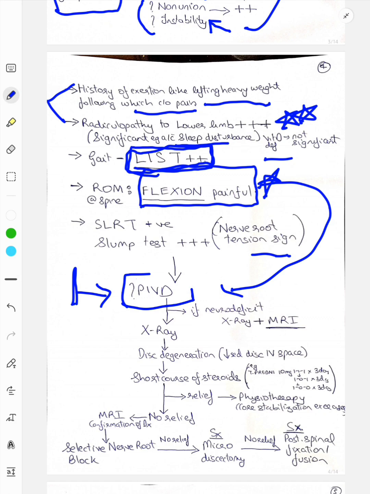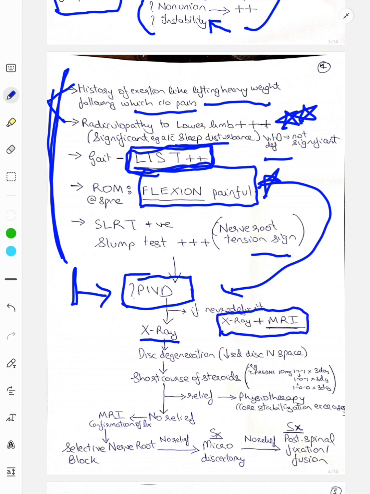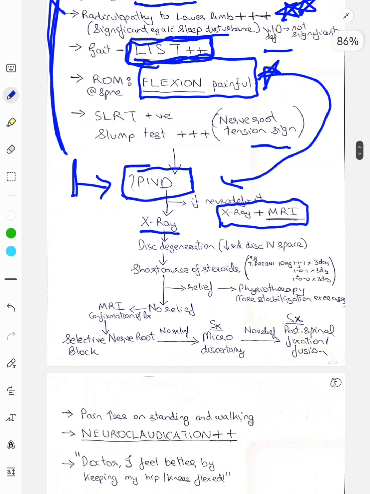Now, whenever the patient is presenting with these types of complaints and you have suspected PIVD, the first thing you go for is an X-ray. And if there is some neurodeficit, some weakness in the lower limbs, you can straight away go for X-ray and MRI, right? Whenever you go for an X-ray, what you find in a PIVD is disc degeneration, that is decreased intervertebral space. L4, L5 decreased space, L4, L5 disc degeneration. These are the common findings, right?